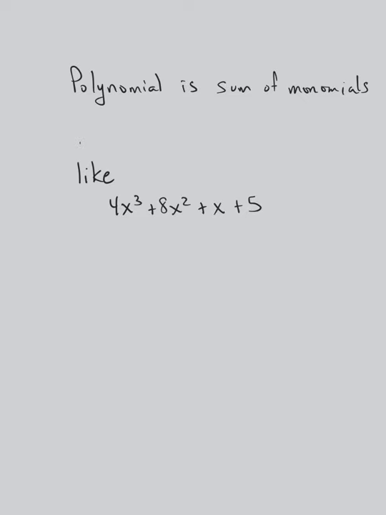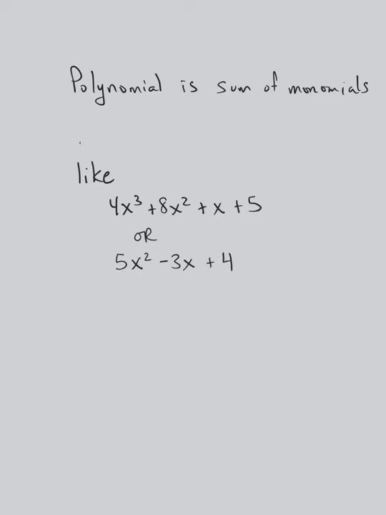Okay, so that is a sum of monomials. So each one of these things right here, that's a monomial, that's a monomial, that's a monomial, and that's a monomial. Okay, now another polynomial that I could have is something like 5x to the second minus 3x plus 4. Okay, like that.